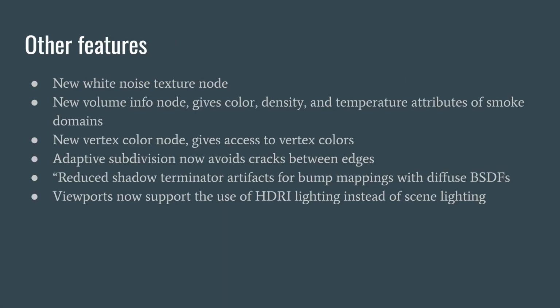Some other smaller features in Cycles. So we now have a new white noise detection node, and a new volume info node. It gives color, density, and temperature attributes of the smoke domains. We have a new vertex color node that gives access to vertex colors. Adaptive subdivision behaves a little bit better. Now it avoids cracks between edges. Apparently you saw this with really low res meshes before and after you put adaptive subdivision on them.